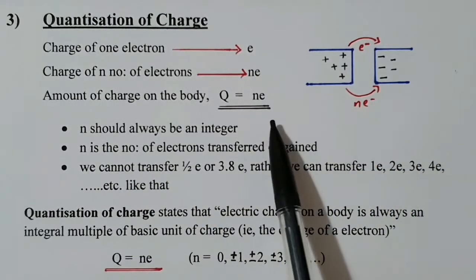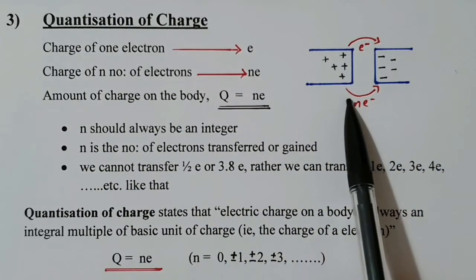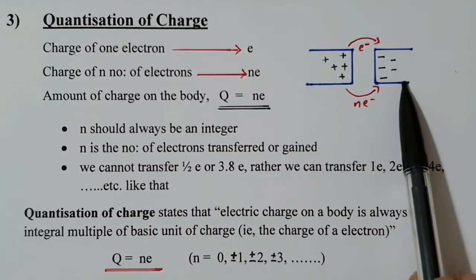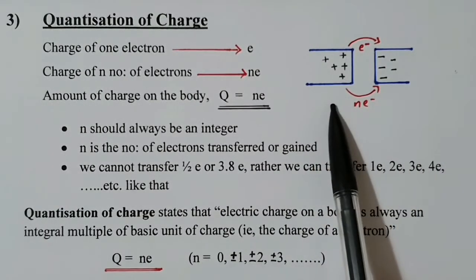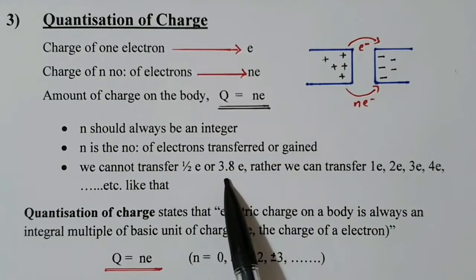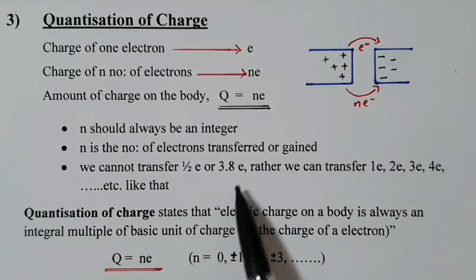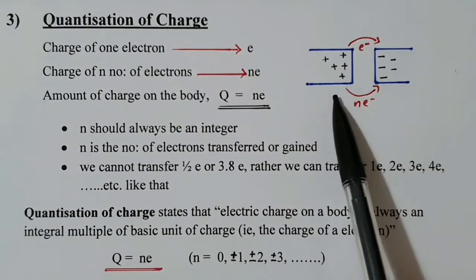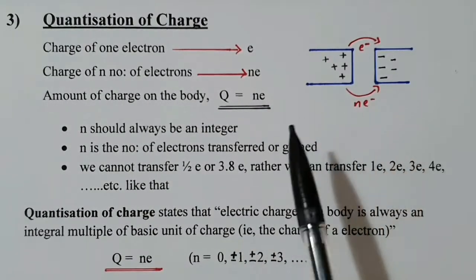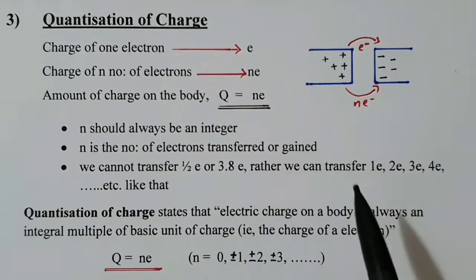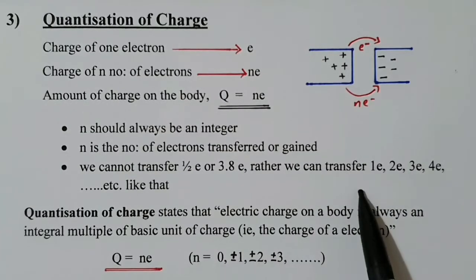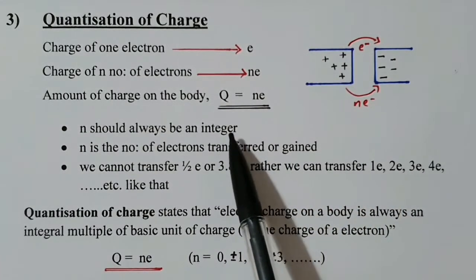It cannot be a fractional number. n means it is the number of electrons transferred from one body to other. We cannot transfer a fractional number of electrons like half e or 3.8 e, because it is the smallest entity and we cannot break an electron. So n cannot be a fractional number. It should be a whole number. We can only transfer 1 electron, 2 electrons, 3 electrons like that. So n should always be an integer.